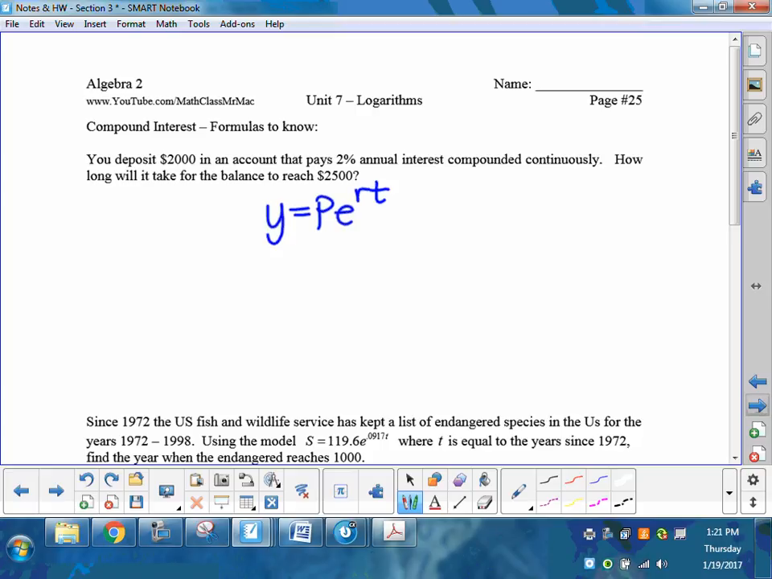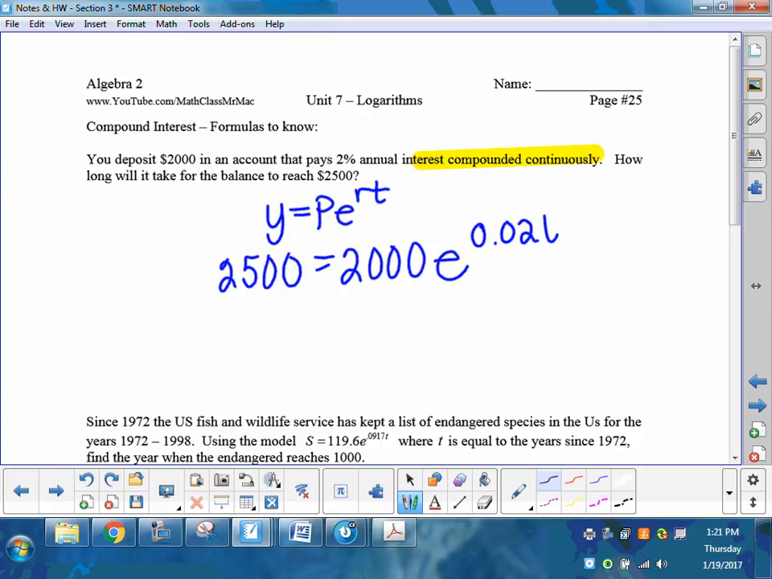Now I'm going to make my replacement in the interest of finishing this on time. We're going to end with 2,500. We're going to start with 2,000. We've got e to the 0.02 t power. You're solving for t. This is what you're trying to isolate. What needs to happen in order to isolate this?